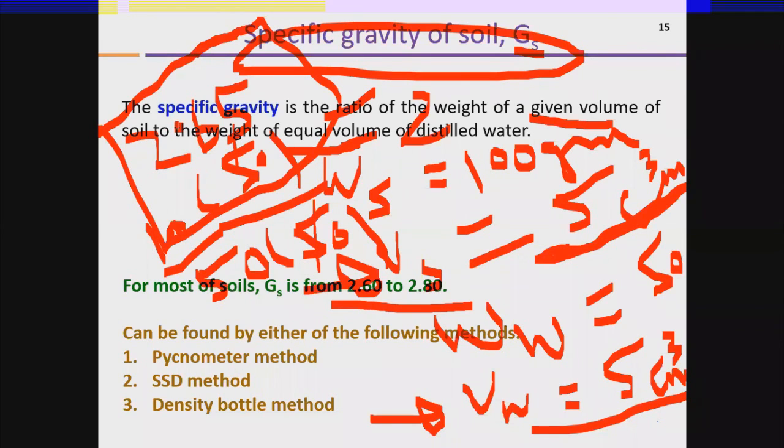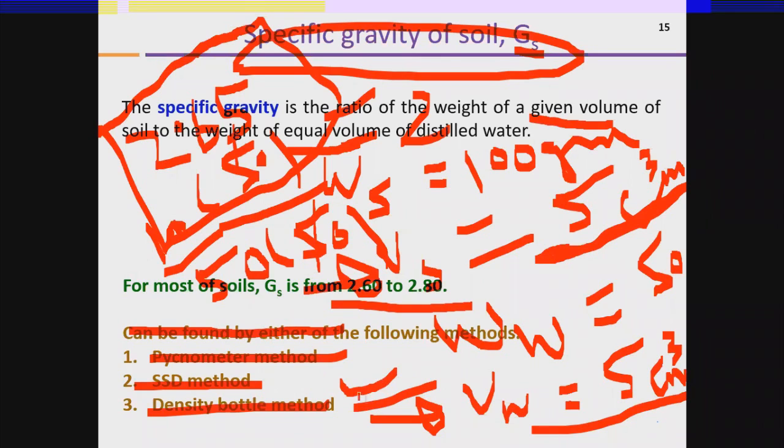Okay guys, now specific gravity in the lab can be found in different ways, like pycnometer method, SSD method, density bottle method. Density bottle method is for the clay soil, clay and silty soil. Pycnometer method is for the sandy soil, and SSD method is for the gravelly soil. I will share with you the videos of these procedures.